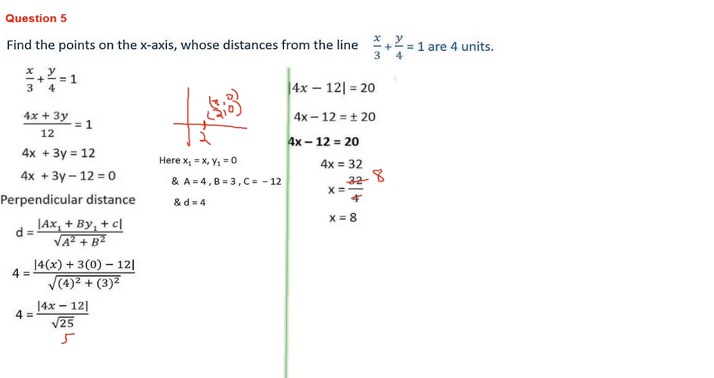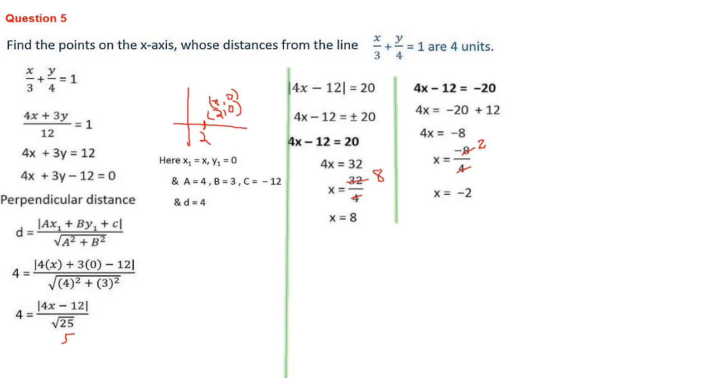Next we have to go with the negative sign. So 4x minus 12 is equal to minus 20. From here 4x is equal to minus 20 plus 12, as this minus 12 we can bring to the right side. Minus 20 plus 12 is minus 8. x is equal to minus 8 by 4. Here also 4 and 8 we can easily cancel, and we get 2. Then there is a minus sign, so x is equal to minus 2.